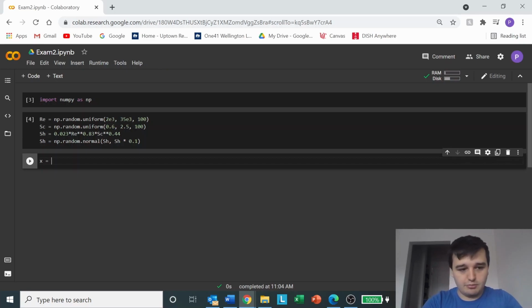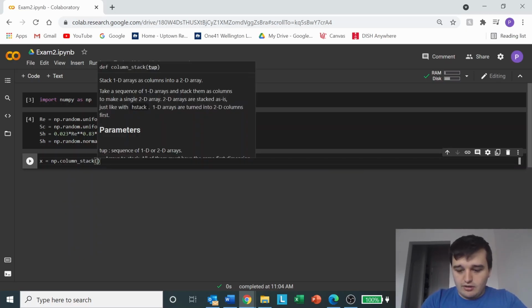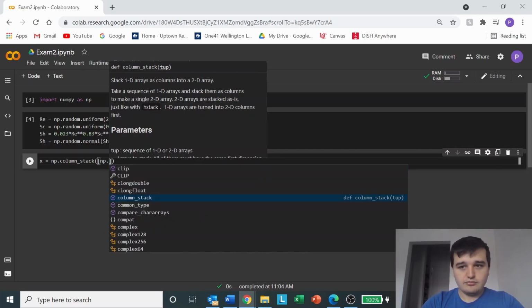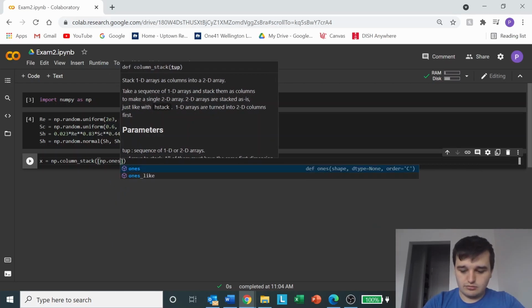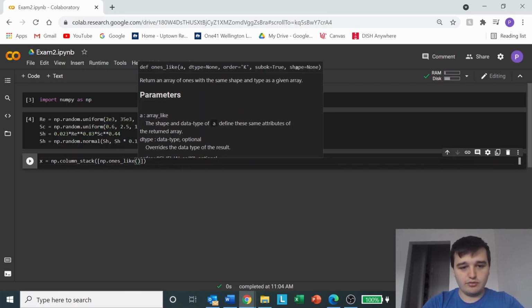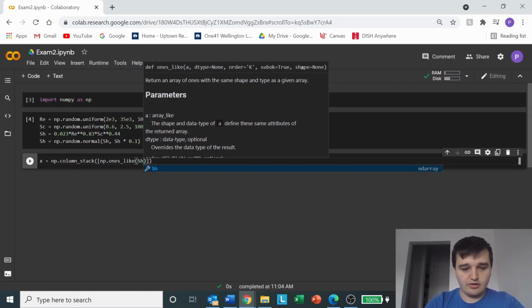So we're going to start by defining, and I'm going to keep the same variables as I used in the paper. X is our matrix, so we're going to start with np.column_stack, and we need ones to create that first column in the array. So we're going to use np.ones_like, which creates a stack of ones based on the dimensions of a certain variable, and we want to keep it to the same dimensions as the Sherwood number. So we're going to say np.ones_like Sherwood number.